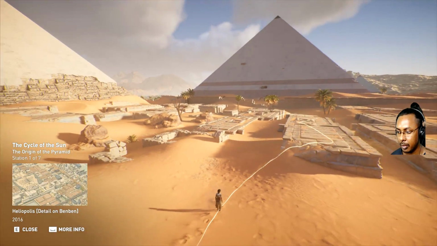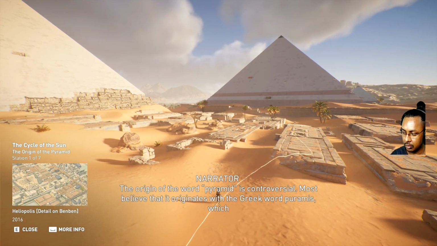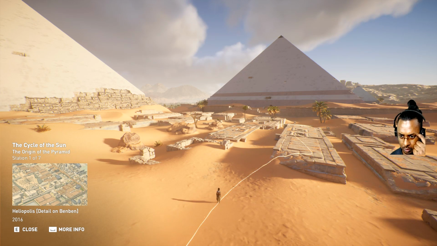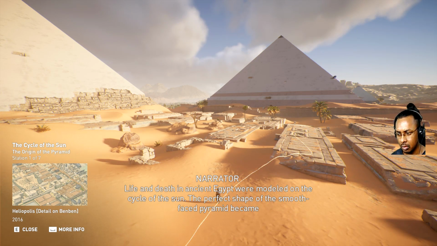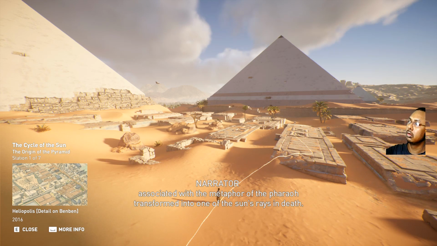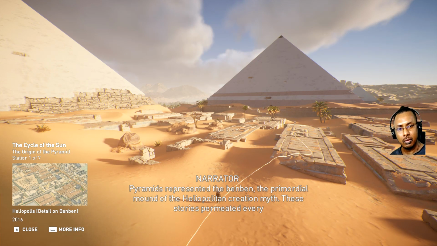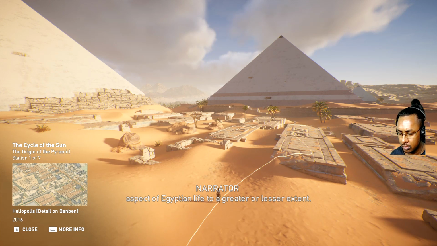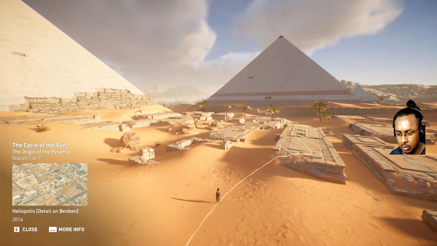What is it? The origin of the word pyramid is controversial. Most believe that it originates with the Greek word pyramis, which referred to a bread of conical shape. Life and death in ancient Egypt were modeled on the cycle of the sun. The perfect shape of the smooth-faced pyramid became associated with the metaphor of the pharaoh transformed into one of the sun's rays in death. Pyramids represented the Benben, the primordial mound of the Heliopolitan creation myth. These stories permeated every aspect of Egyptian life to a greater or lesser extent.